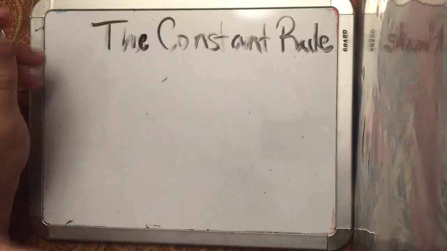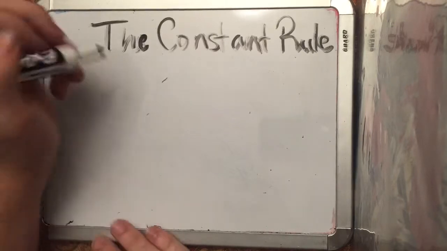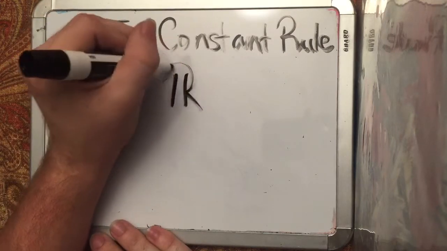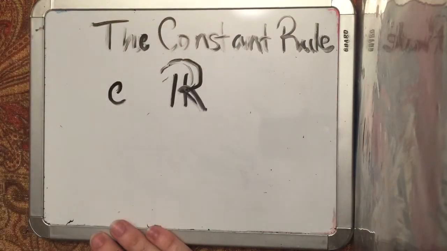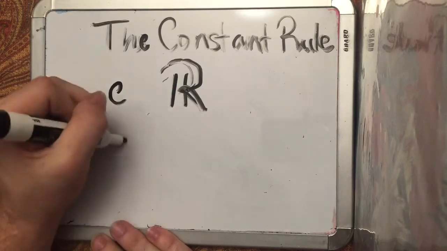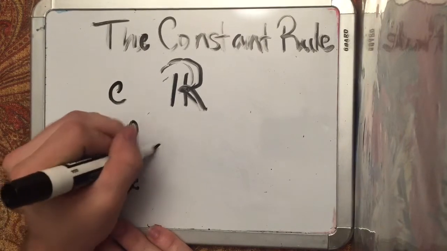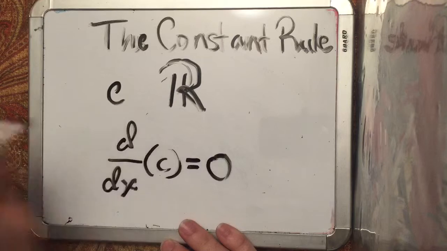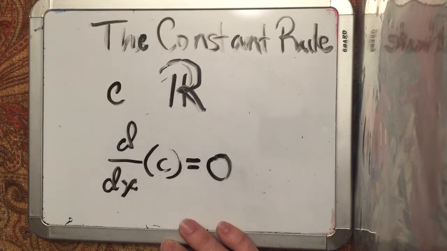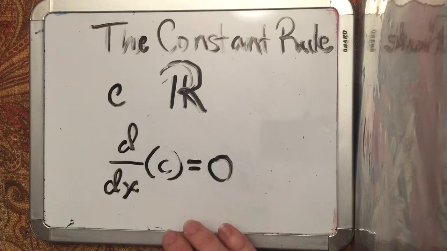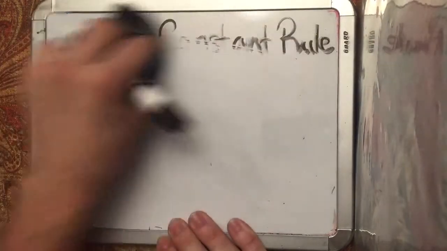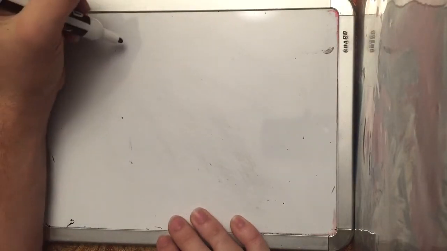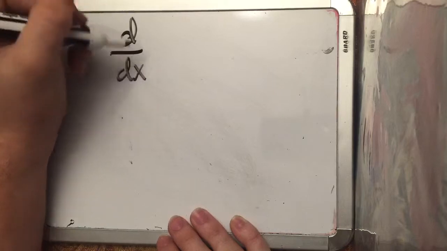Which states that if c is a real number, then the derivative of that constant c equals 0. And it's always 0. And this can be proven using the definition of a derivative.